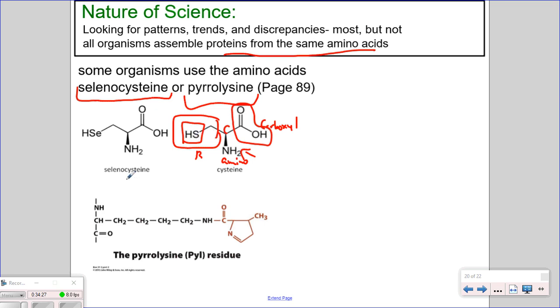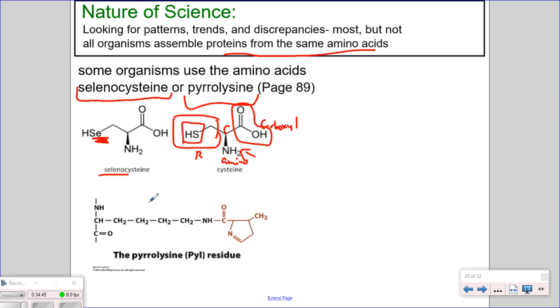And we can get the uncommon amino acid selenocysteine, which has the same structure, but instead of sulfur, it now has the atom selenium attached at the end instead of sulfur.